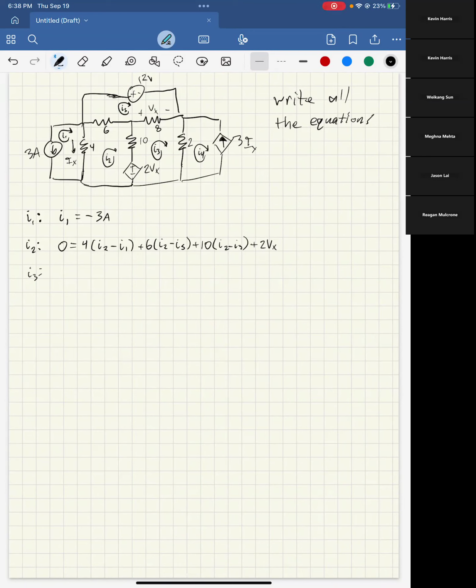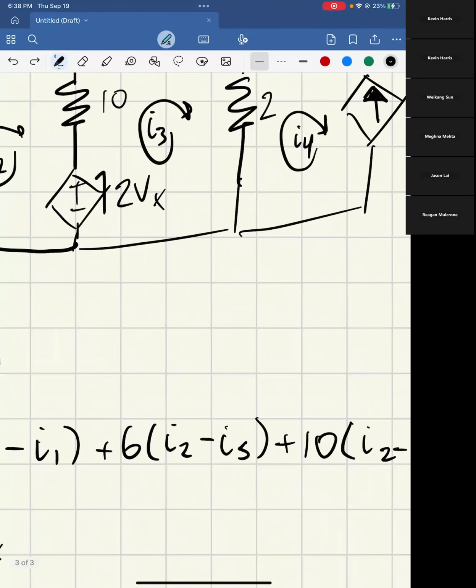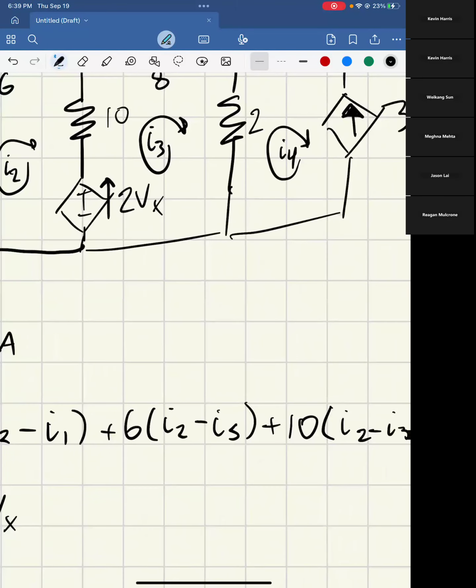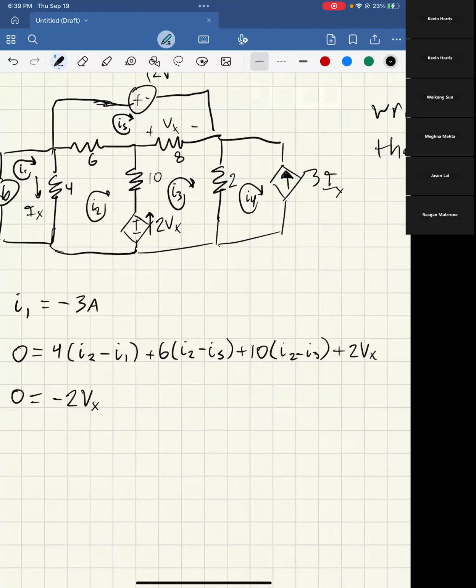I3, again, very similar to the last one. They're all pretty similar. It's just making sure that you know how to do it. So now it's going to be 2Vx because the current is going on this side, right? Our I3 is going up through that, and we have a voltage rise. A positive term is when the voltage drop is in the direction of current. Since we have a voltage rise in the direction of current, it is a negative 2Vx.